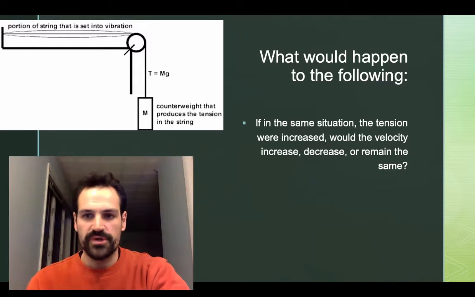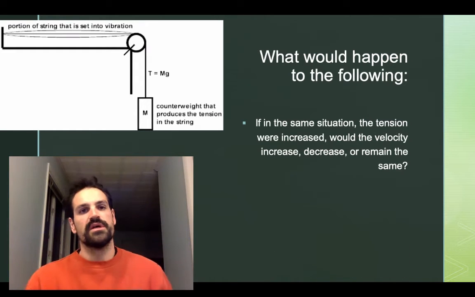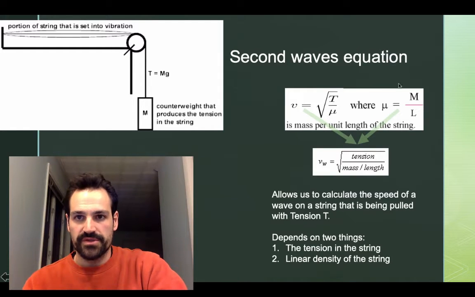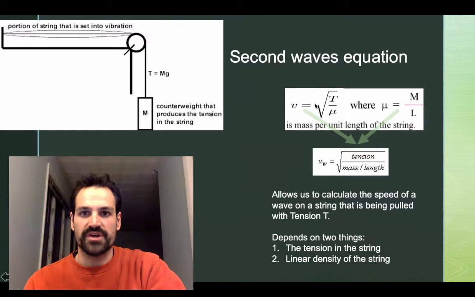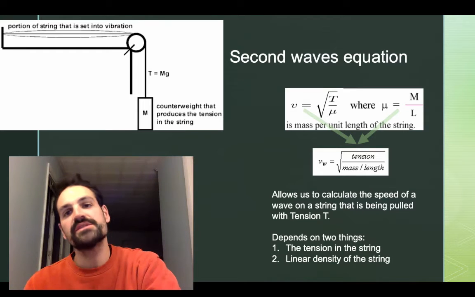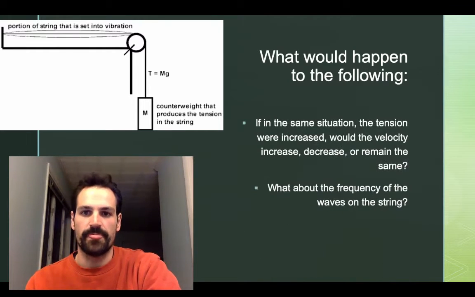Well, the velocity would increase, right? Because as we saw in the equation, tension is in the numerator, so if you increase the numerator, you're going to increase the entire right side of the equation. So more tension is going to increase the right side of the equation, which is going to increase the left side of the equation. So the more taut it is, the faster the wave is going to travel.